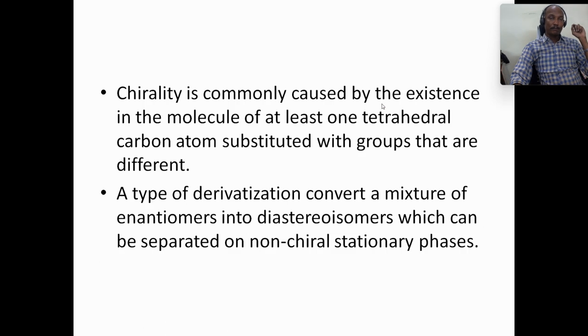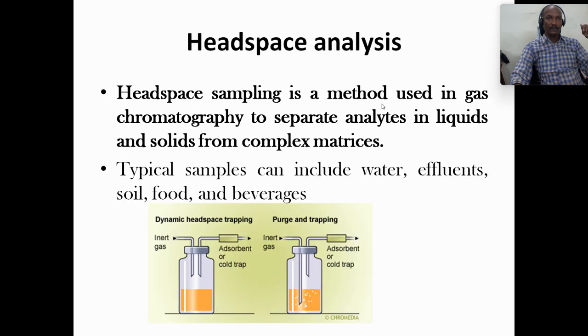Next, one of the important aspects is chirality. What is chirality? It can be caused by the existence in the molecule of at least one tetrahedral carbon atom bonded with four substituents that are different. And one more thing in GC is headspace analysis.